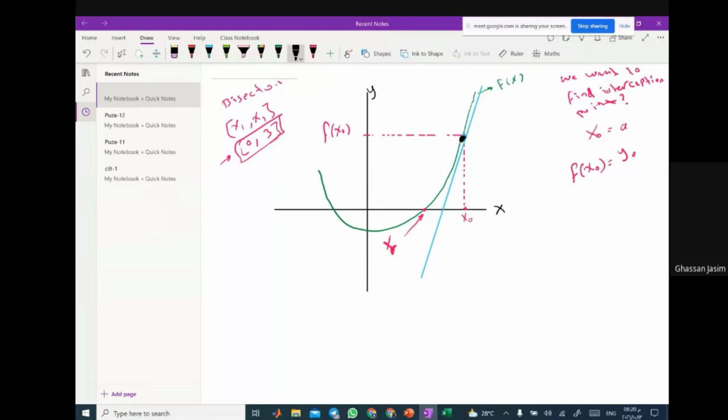Now what Newton did, he tried to find this point. This point is named x1. Then again, look at me. He will find f of x1. Are you with me? Yes, doctor, yes.